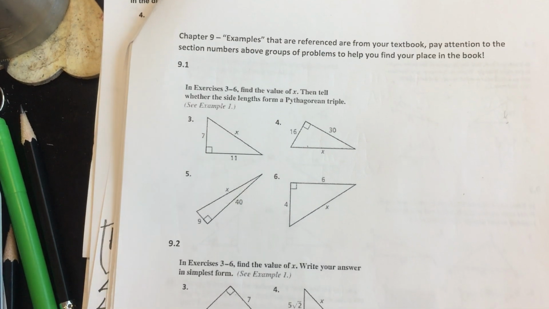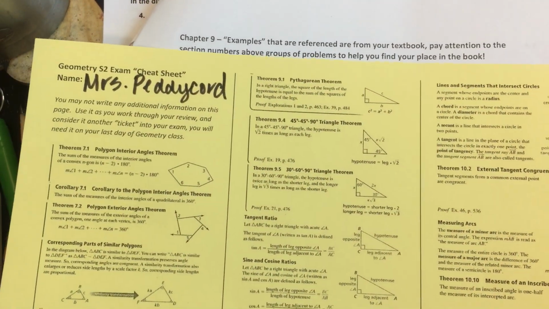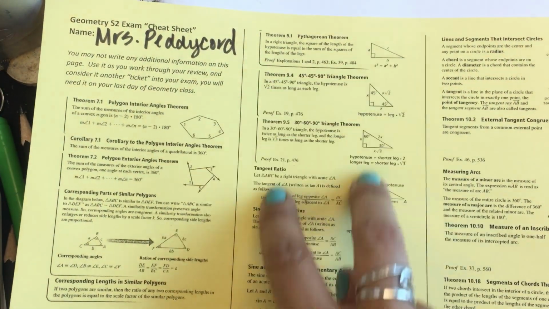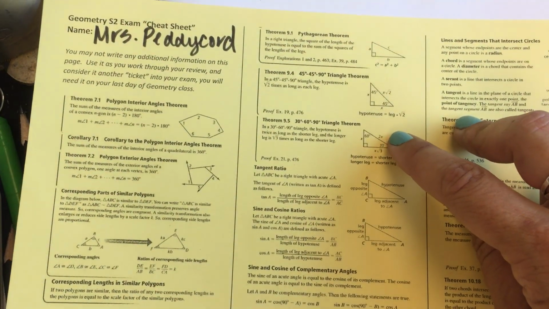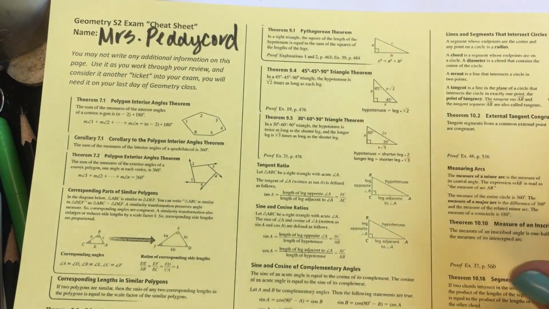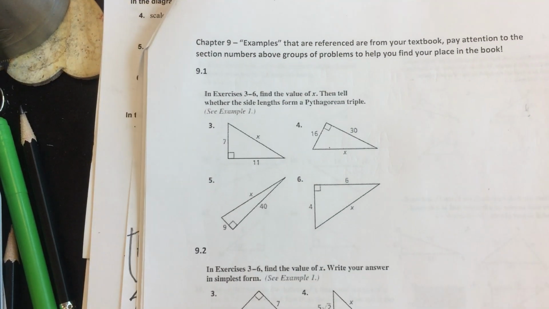All right, geometry semester 2 exam review. I'm moving into chapter 9 problems. Chapter 9 has got all kinds of information in the middle column of our cheat sheet, from the Pythagorean Theorem to our special right triangle relationships, and then all of our trig functions and whatnot in the middle column of your cheat sheet. Make sure you're using it as you go along.